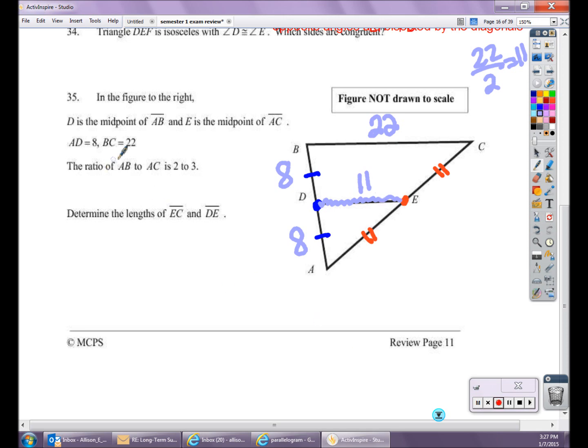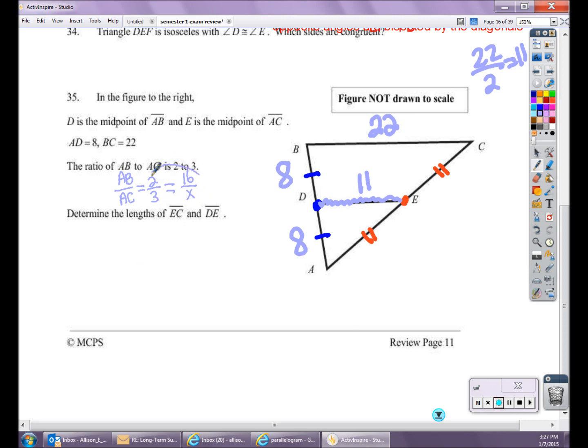The ratio of AB to AC, let me do that again. The ratio from AB to AC is 2 to 3. So AC is going to be bigger, all right? 2 to 3. So AB, I know, AB is 16. And AC, I don't know, so I'm going to put an X there. But I know the ratio needs to be 2 to 3.